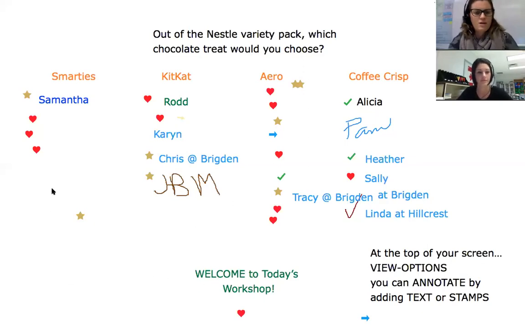Okay. I see someone says, I want to choose KitKat, but I don't know how. Okay, so go to the top of your screen and you'll see a toolbar pop up where it says View Options. If you click that, you can annotate. You can click Annotate and then add text or stamps.